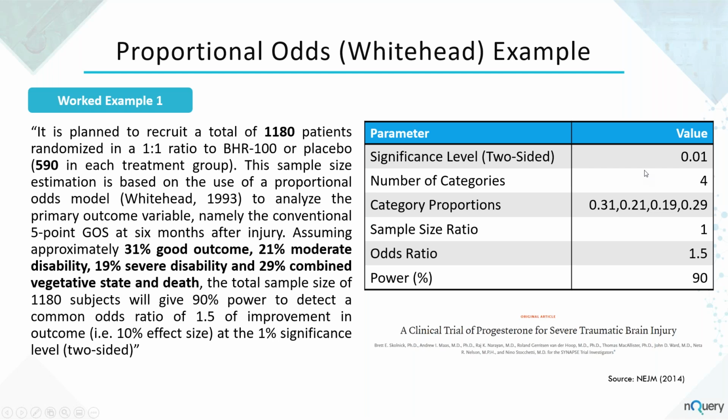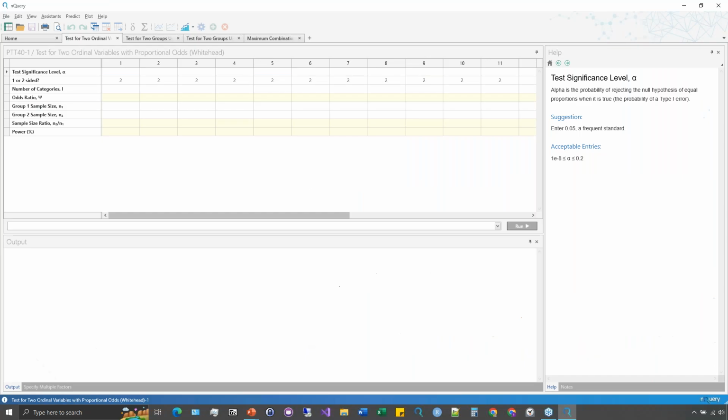And then, yes, the other things to note in terms of the calculation we'll be conducting are that they used a 1% two-sided significance level. The categories we've covered, they're assuming equal sample size allocation, and they're assuming an odds ratio of 1.5 with 90% power. So now let's take a look at this in nQuery.